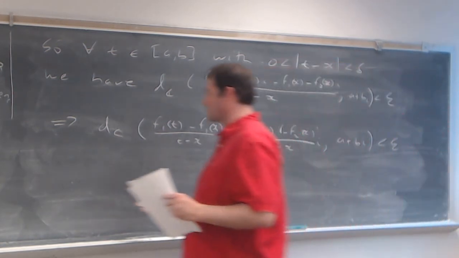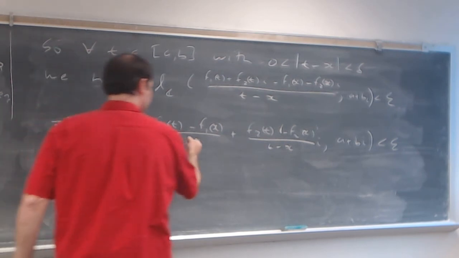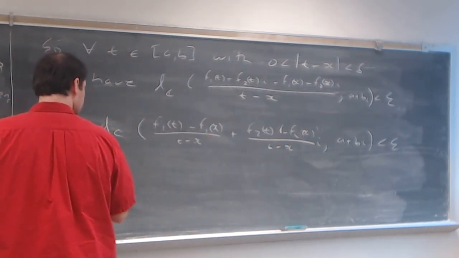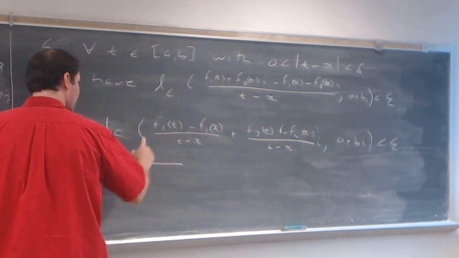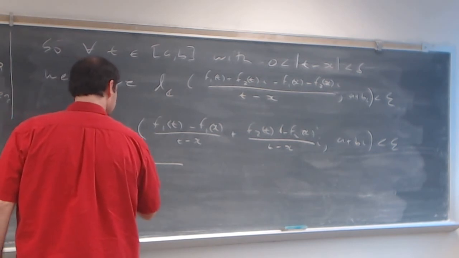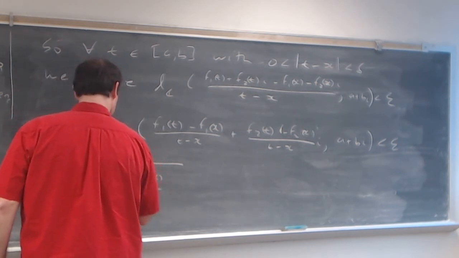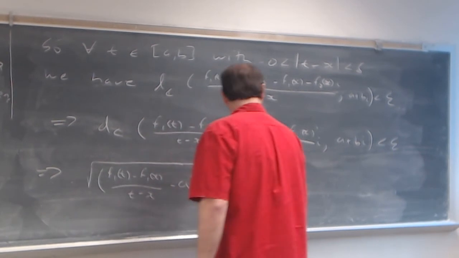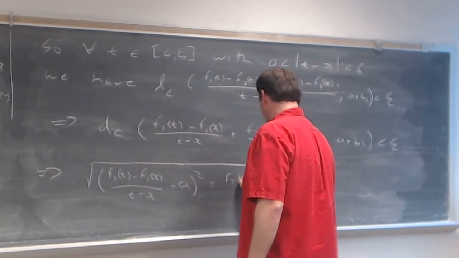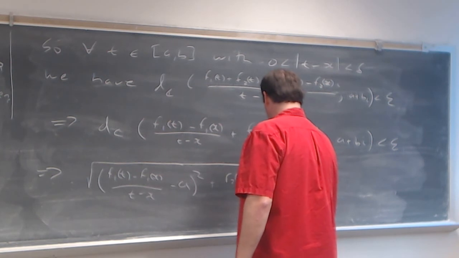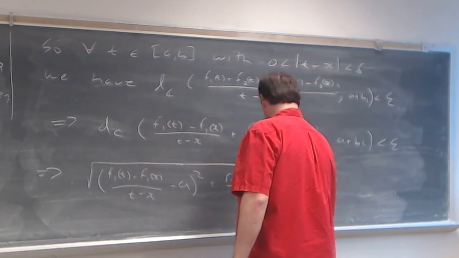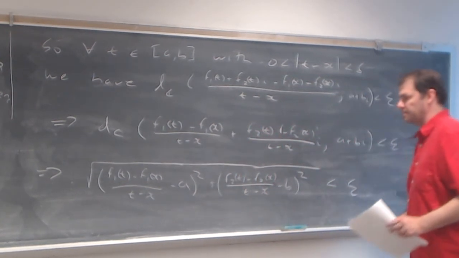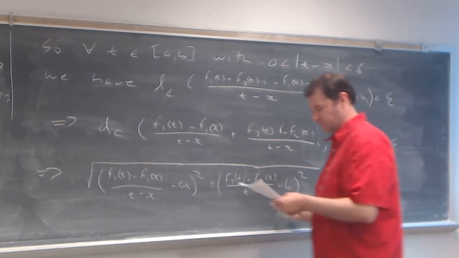Here, when we talk about taking the metric, this is the real part and imaginary part, and so that implies that the square root of f sub 1 of t minus f sub 1 of x over t minus x minus a, squared, plus f sub 2 of t minus f sub 2 of x over t minus x minus b, squared, will be less than epsilon. I'm just applying the usual metric.